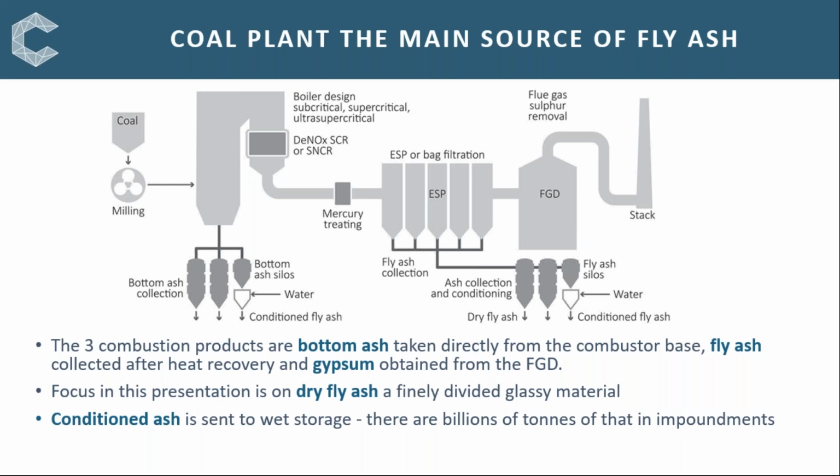Bottom ash is shown here, and it's collected directly off the combustor. It's a granular material, but it's of the same composition. The fly ash is collected after the heat recovery, after removing NOx, treating for mercury, and it's then collected in an ESP or bag filtration system. The reason it's collected, of course, is to reduce small particulate emission from the plant, which could damage your health.